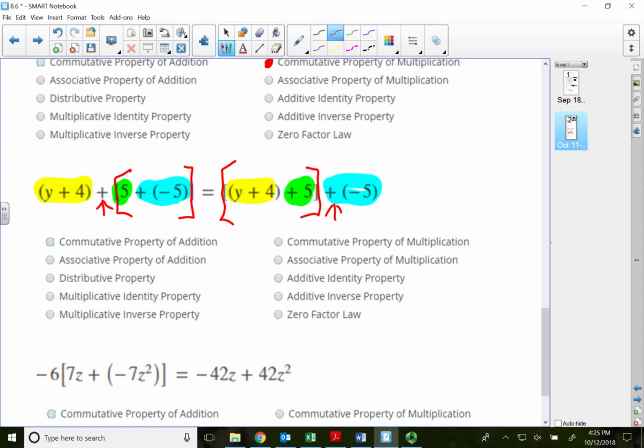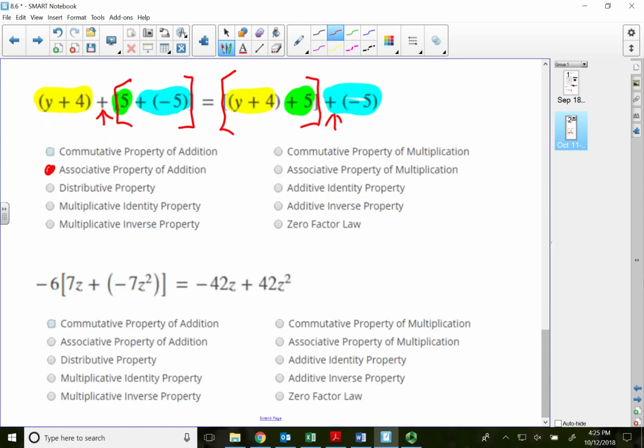So this must be the associative property. Okay, who I combine first is changing. It's different from the left to the right. On the left, I combine 5 and negative 5. On the right, I'm combining y plus 4 and positive 5 first. So that will be the associative property for addition.